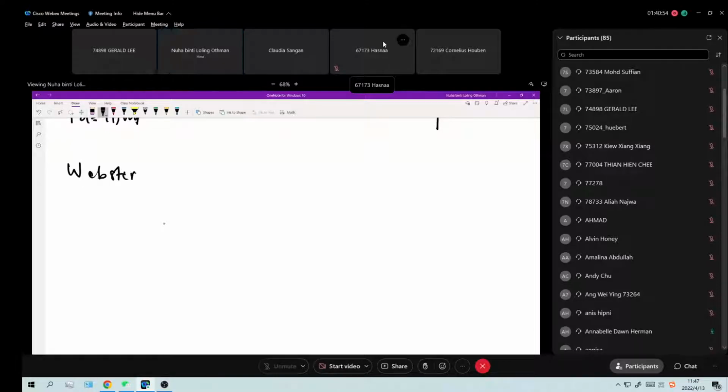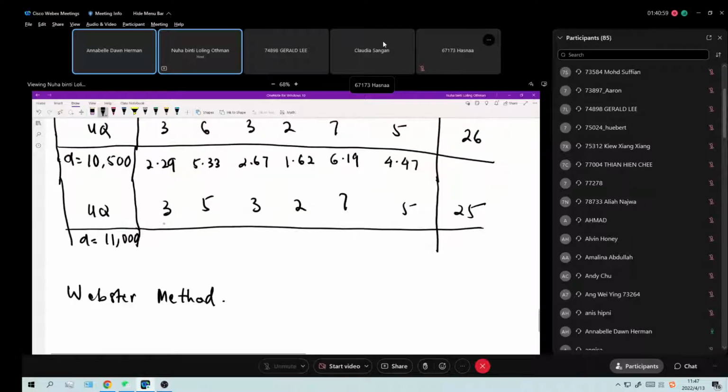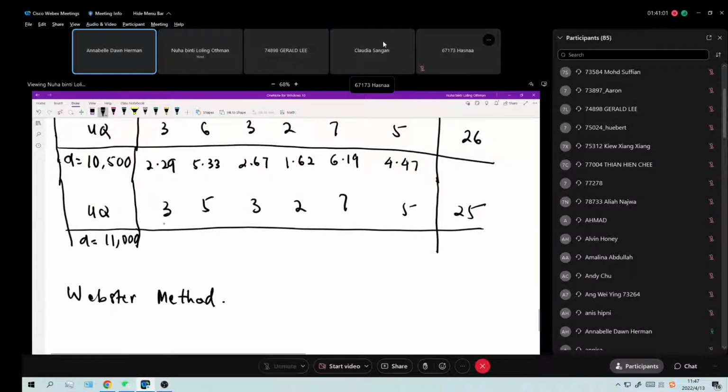Sorry to interfere. Just now, the D is 5.33. Why is it the upper quota is 5? Oh, wrong. Yeah. Oh, sorry. Okay. So it's wrong, it's not correct. Okay, good.